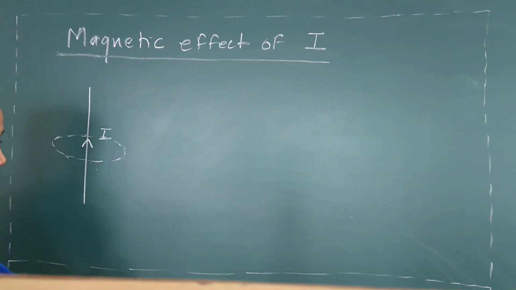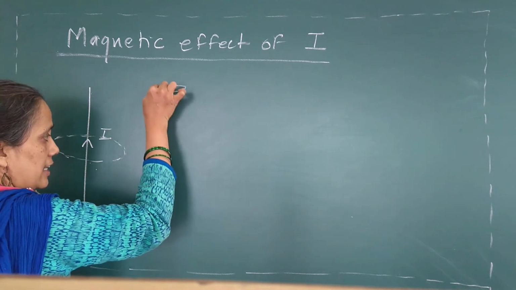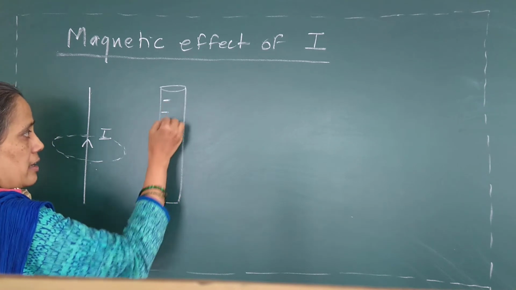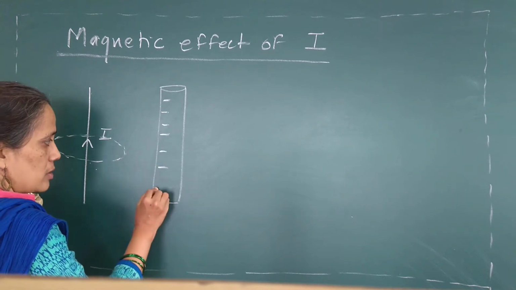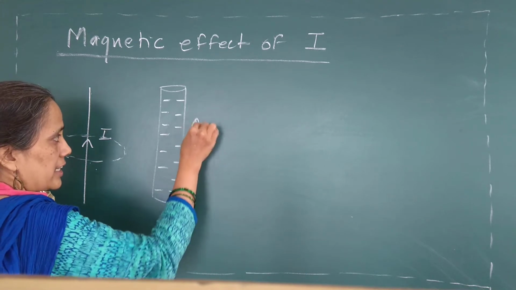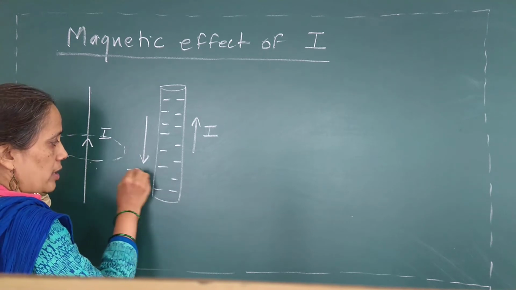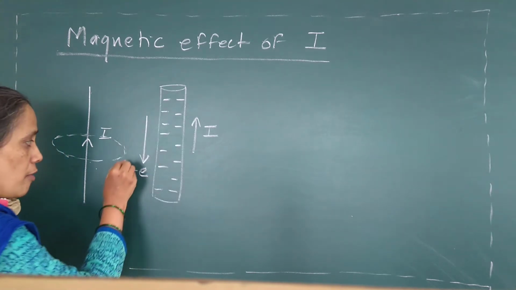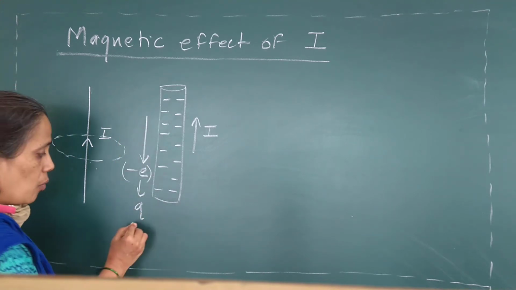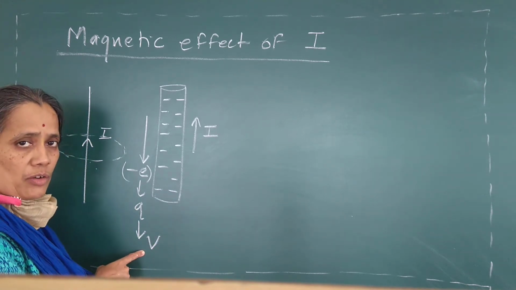So now, when current is flowing, what does it mean? I can say that this is the conductor. Through that conductor current is flowing, which means there is a motion of electrons. So when I say that current I is flowing in the upward direction, it means there is a flow of electrons in the downward direction. Flow of electrons means what? Charge Q is moving in the downward direction with certain velocity. So the charges are moving with certain velocity.